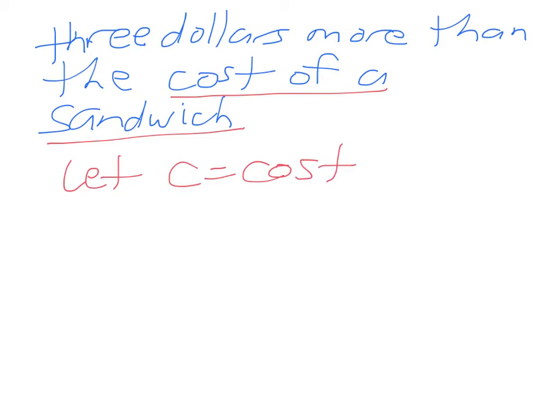And so if I want it to be $3 more than the cost, "more than" represents an increase, so I'm going to add on to that cost. That means the algebraic expression would be the cost of the sandwich plus $3 more, C plus 3, and that would be 3 more than the cost of a sandwich.